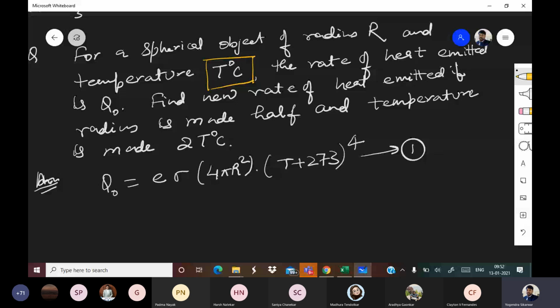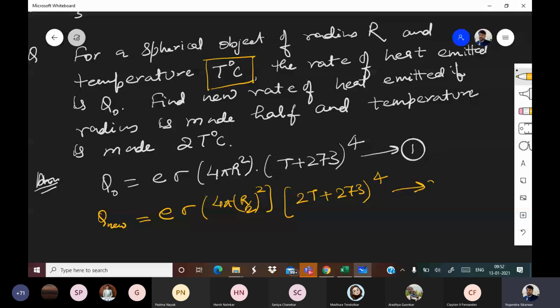Now, in the new scenario, Q new is equal to E, which will be the same because the substance is not going to change. Sigma will be the same because sigma is a constant. 4 pi, radius is halved, so that will be (R by 2) to the power 2, into. Now temperature is made 2T degrees, so this will be (2T plus 273) to the power 4.